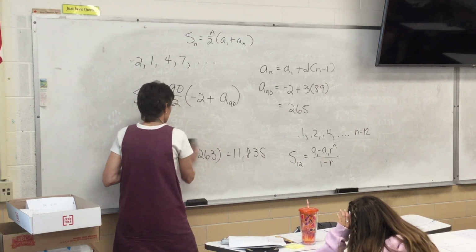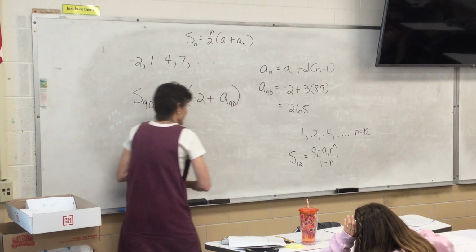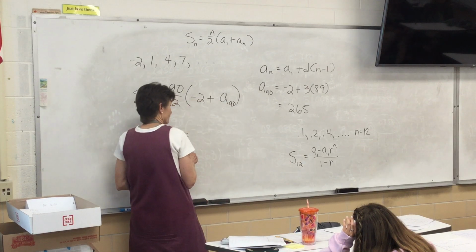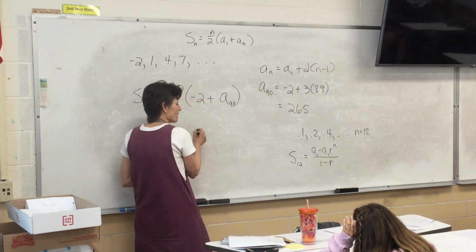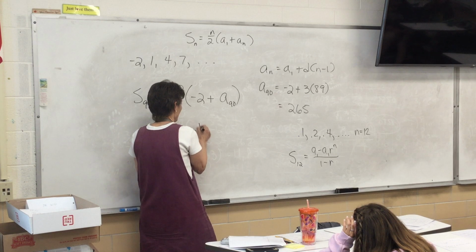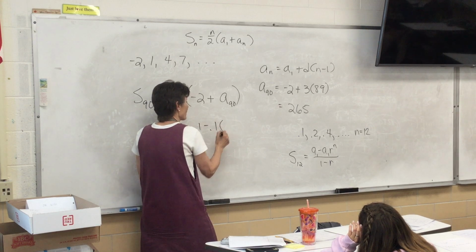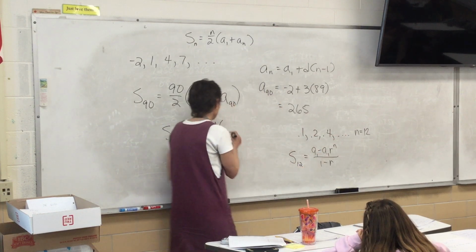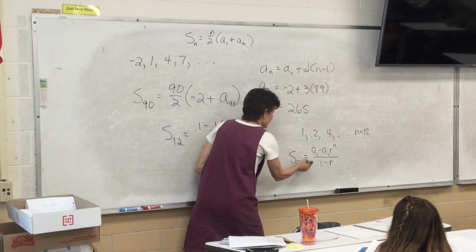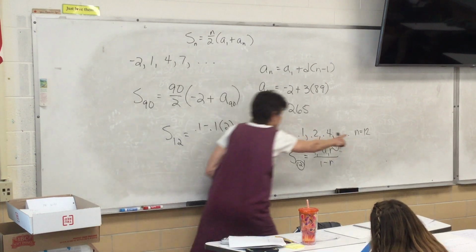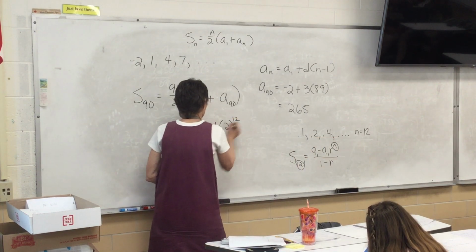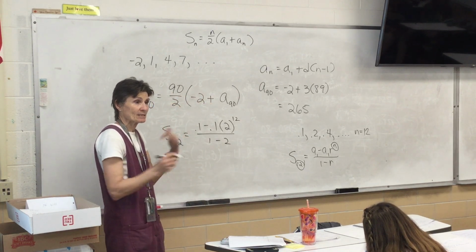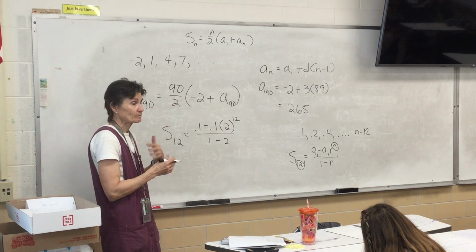Oh, this one is easy, guys, because do I know my first term? What's my first term? 0.1. Do I know my ratio? You told me. How am I getting from term to term? Multiplying by 2. Do I know n? I sure do. N is 12 over 1 minus 2. Oh, I don't need anything else. I've got everything. Easy.